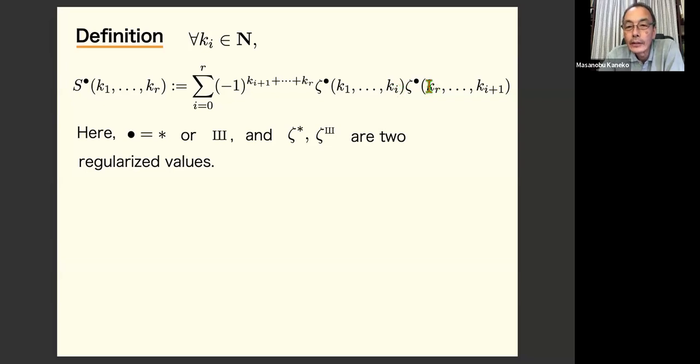And we change the order of the remaining k_{i+1} to k_r, so this is a reversal. If k_{i+1} is 1, there's a problem, so a regularized value is needed. So we put the sign of the weight of this second one, okay? And i goes from 0 to r. So when i equals 0, this is empty, and zeta of empty is 1. That's a convention.